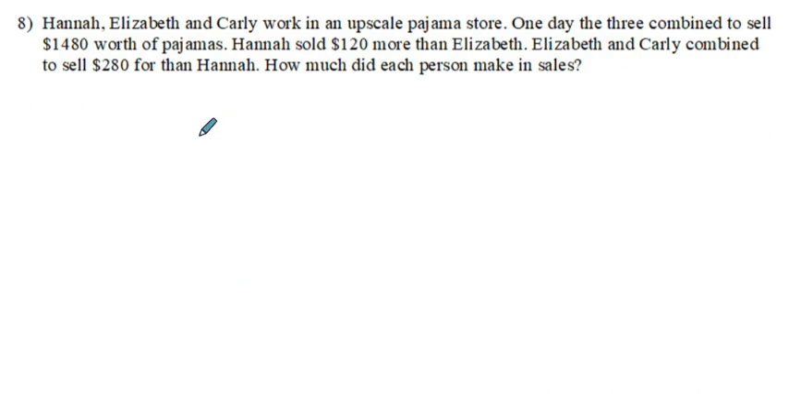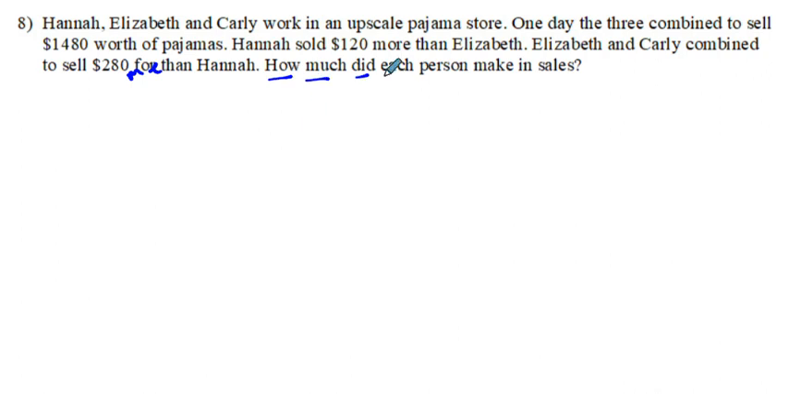Hannah, Elizabeth, and Carly are working at this upscale pajama store in honor of PJ Day here on homecoming week. One day they combined to sell $1,480 worth of pajamas. Hannah sold $120 more than Elizabeth. Elizabeth and Carly combined to sell $280, that should say more than Hannah. How much did each person make in sales?